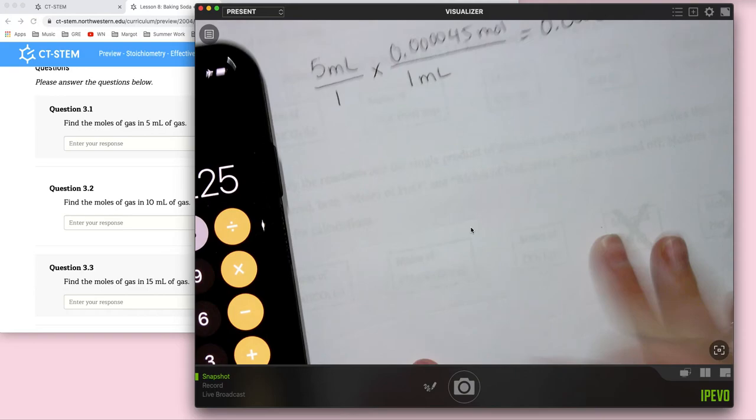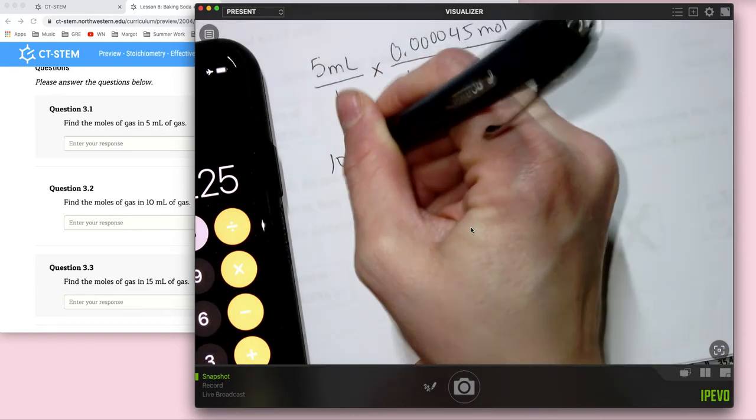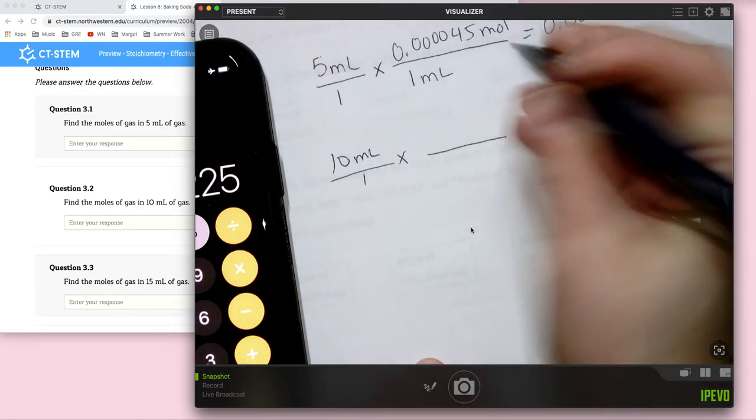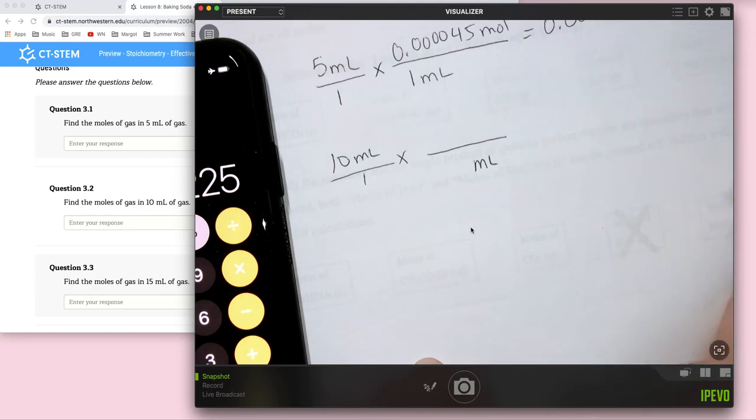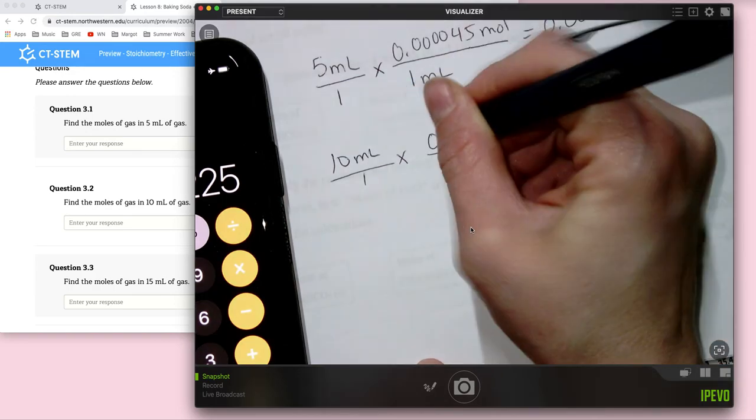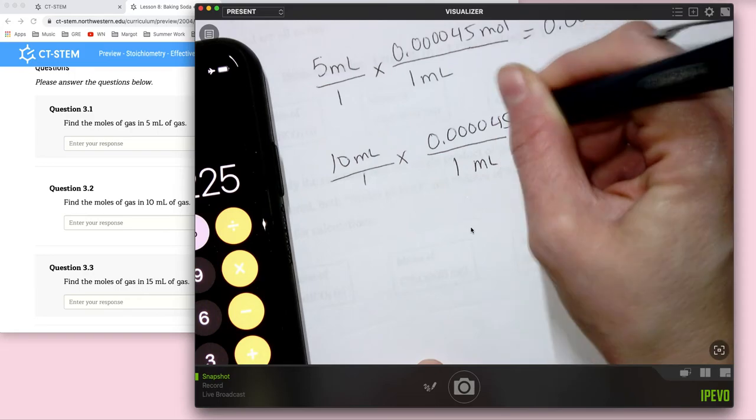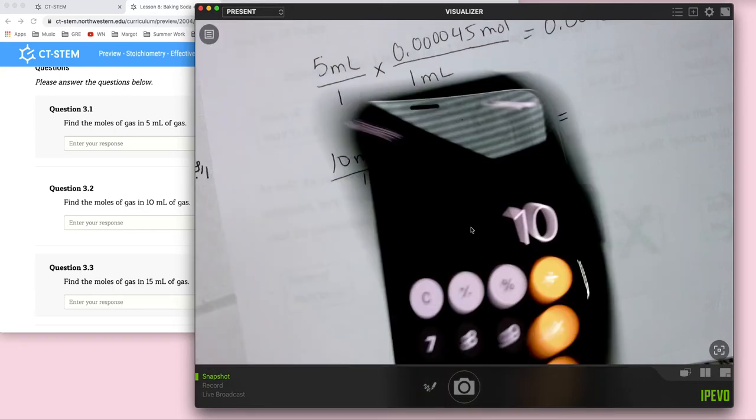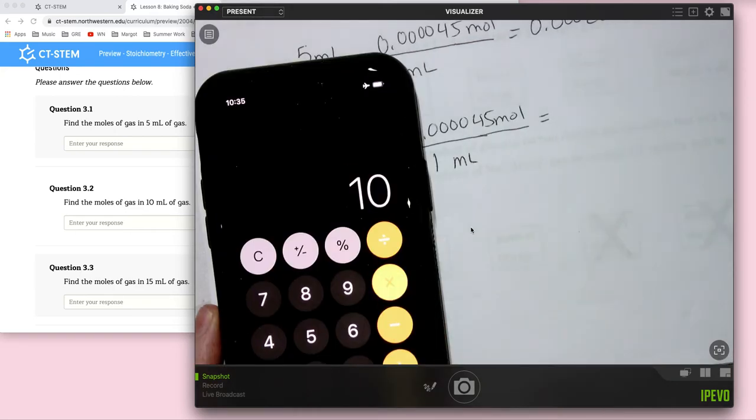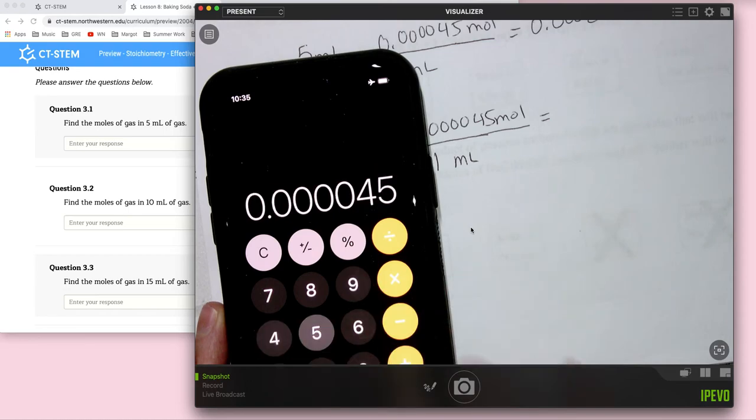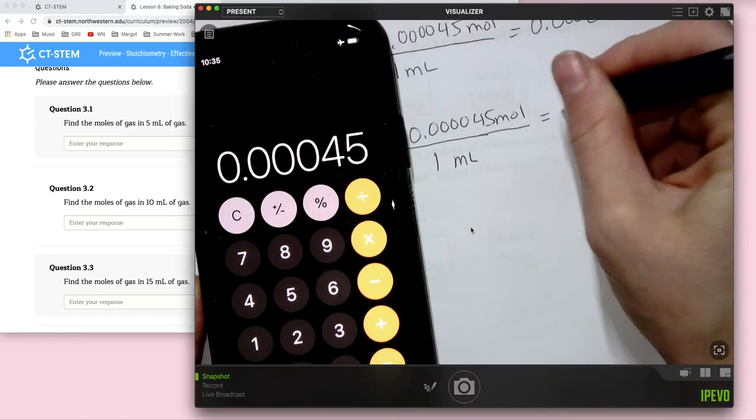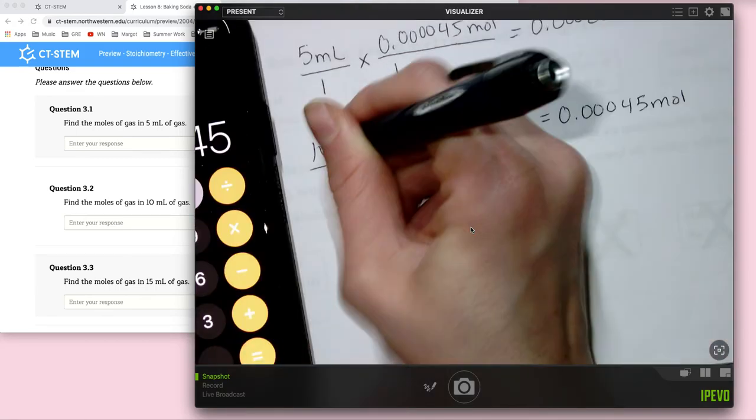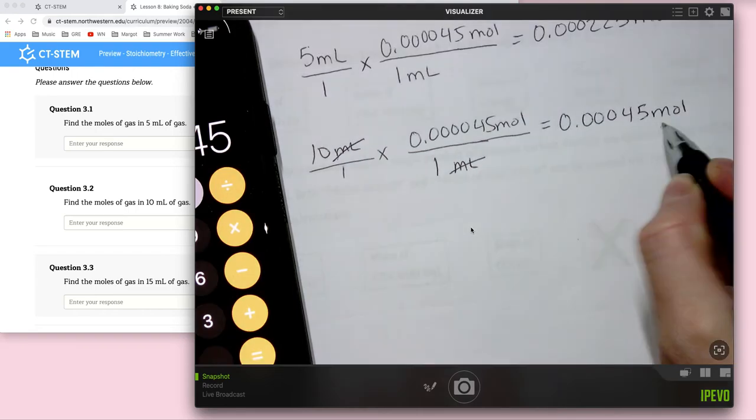For the next one, 10 milliliters over 1. Milliliter is at the top, so in the denominator of the next fraction, we put milliliter. 1 milliliter is equal to 0.123445 moles. Okay, so 10 times, and we just get 1.23445 moles. Again, milliliter cancels out, so that's how we end up with moles.